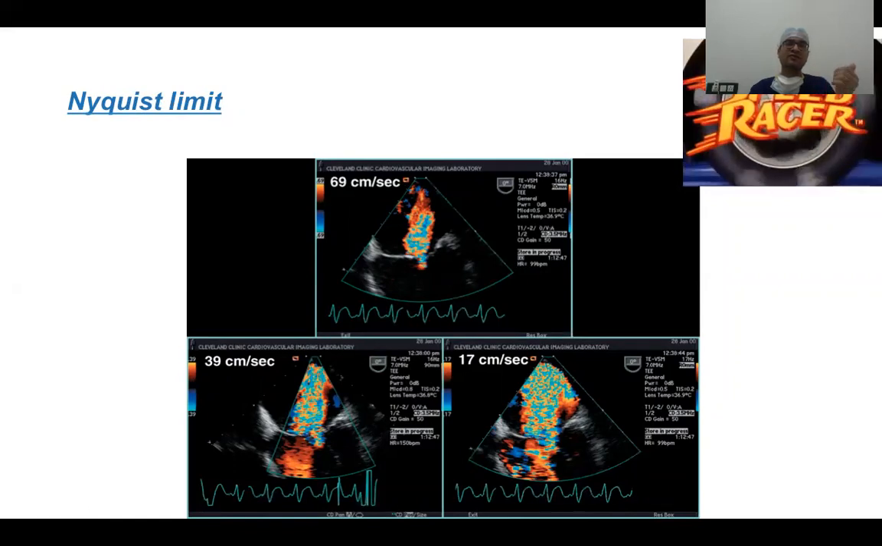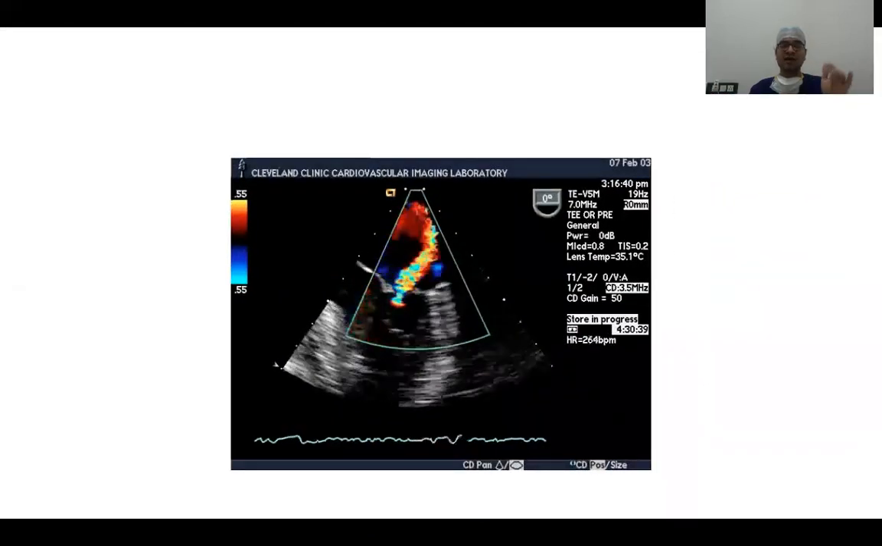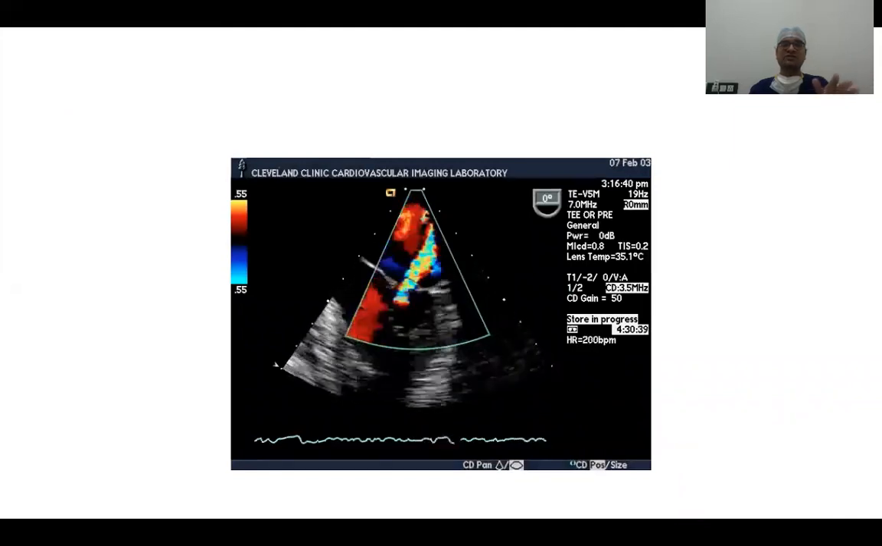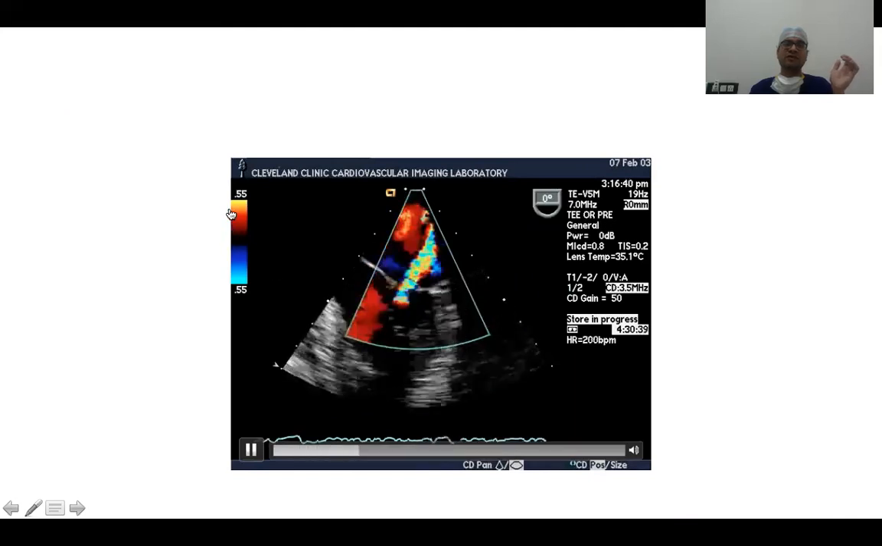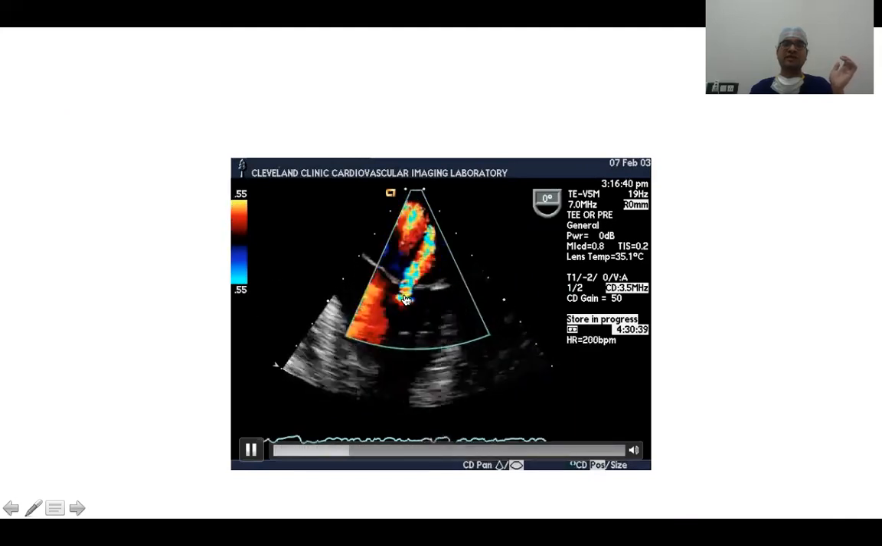In venous Doppler, depending on the tissue of interrogation or under examination, we should limit the Nyquist limit. For venous, we need a lower limit, and for arterial, we need a higher limit. So this you can see. In this color Doppler image, we can see the optimal Nyquist limit of 55 and mitral regurgitation.